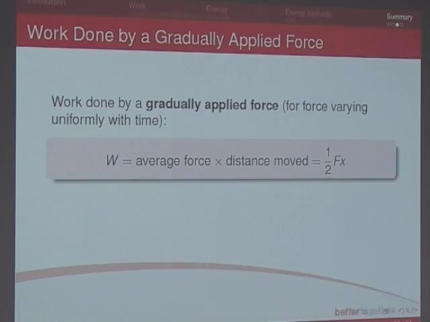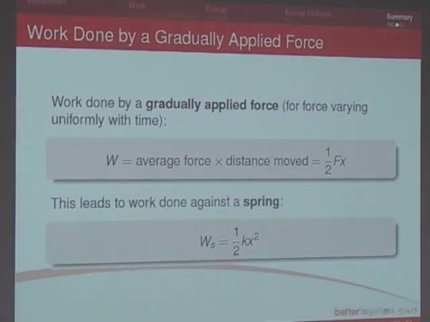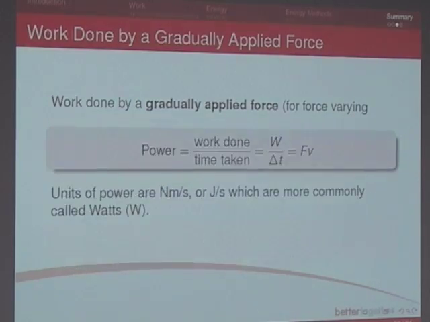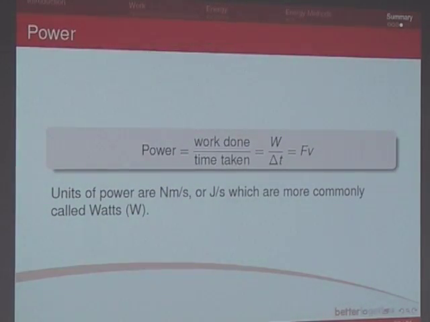If the force is being gradually applied, varying uniformly with time, then it's the average force times the distance moved. That leads on to the work done against a spring, which is 1/2 kx squared. Power is work done divided by the time taken, which is also the force times the velocity. The units for power are watts.